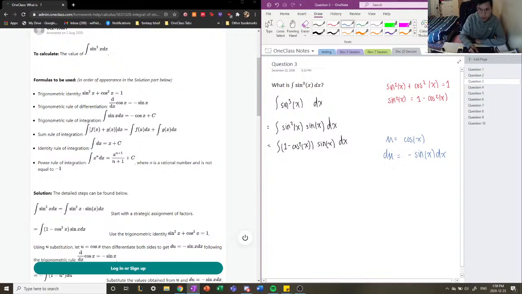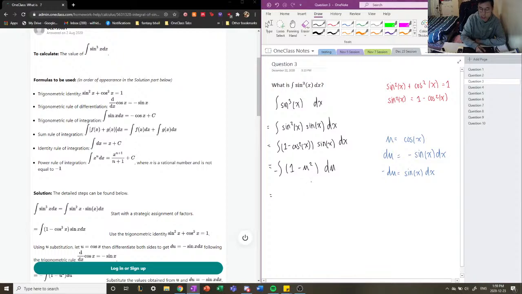If we isolate this further, we get negative du equals sine x dx. Now we plug sine x dx and u into our equation, and we get this integral: 1 minus u squared, and sine of x dx is equal to negative du. So now we're integrating in terms of u with a negative sign outside, because we can factor any constants out of the integral itself.